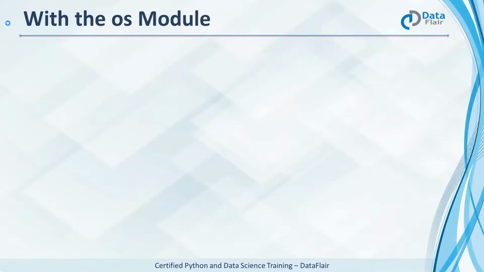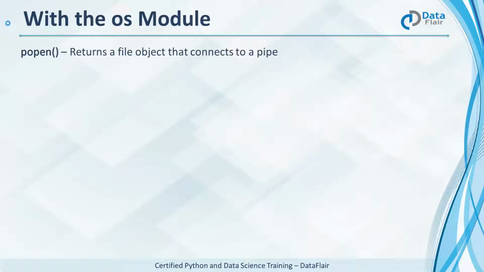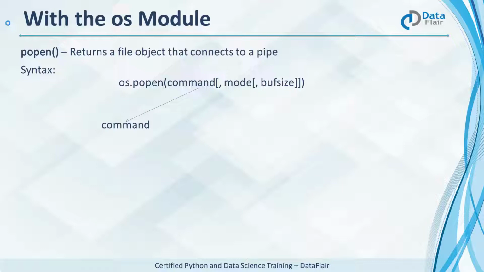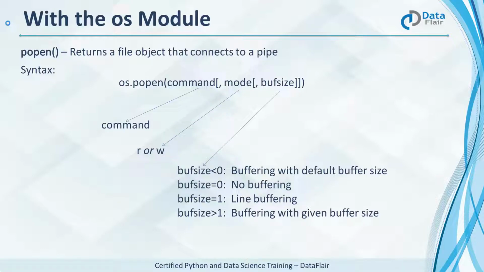Let's first do this with the OS module. The popen function returns a file object that connects to a pipe. Observe the syntax. Command is the command it takes. Mode is R or W for read or write. Buff size is the buffer size. Less than 0 means buffering with default buffer size. 0 means no buffering and 1 means line buffering. And greater than 1 means buffering with given buffer size.